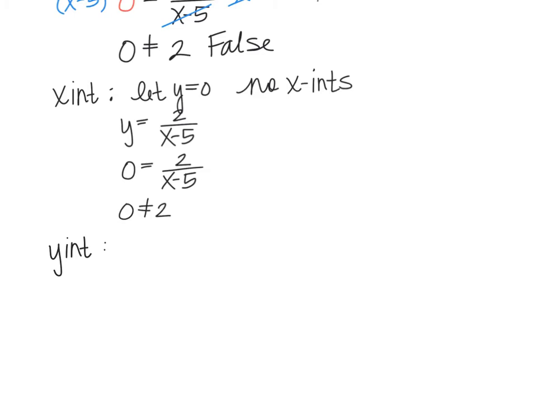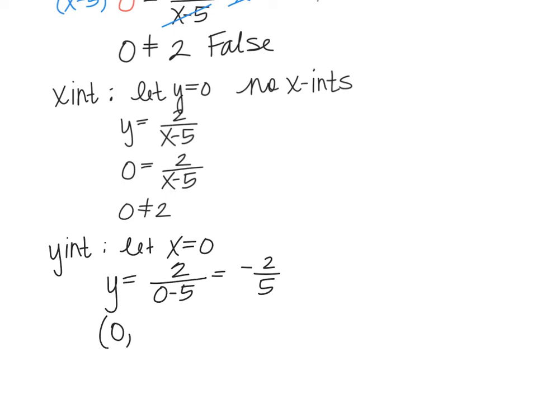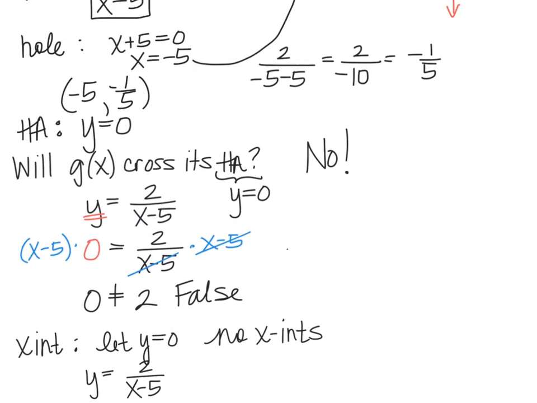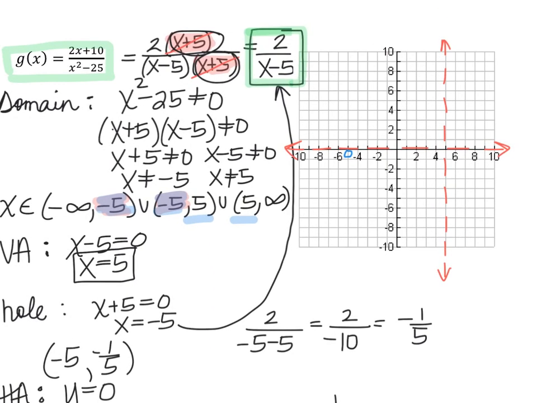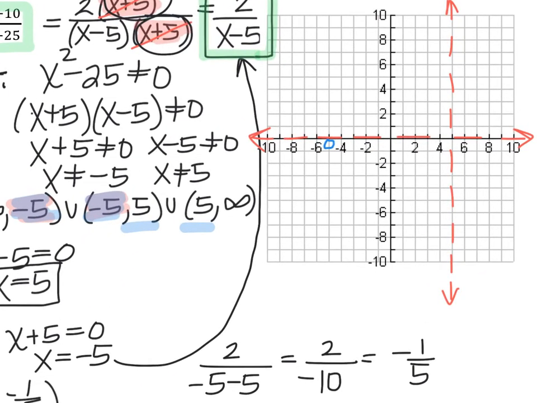Moving on to the y-intercept, which was always found by letting x equal 0. So y is equal to 2 divided by x minus 5, but we're substituting in 0 for x this time. And that gives us a y value of negative 2/5. So our y-intercept is 0, negative 2/5. And then that is a point we can graph. So let's go up to our graph and plot that point. So y-intercept is 0, negative 2/5, something about there.